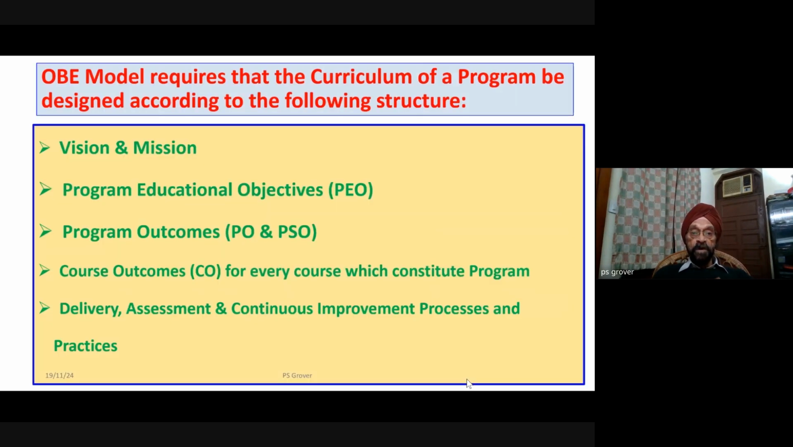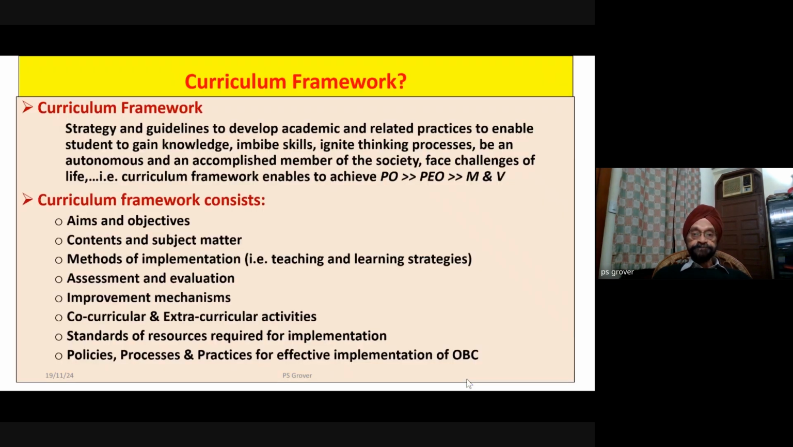So OBE model requires the curriculum of a program, like say B Pharma or B Tech or MBA, be designed according to the following. It should have a vision and mission, program objectives, program outcomes, course outcomes for every course which constitute the program, delivery, assessment, and continuous improvement processes and practices. So the curriculum that we design should have these features.